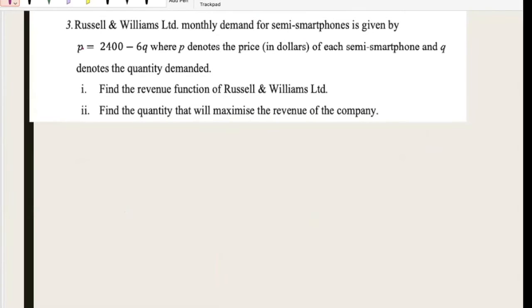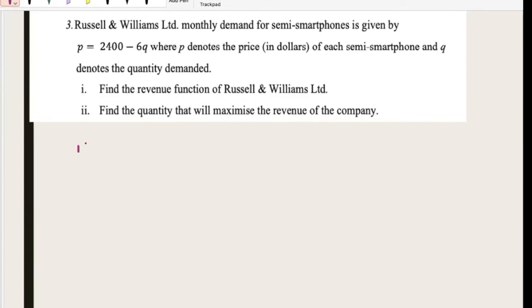Russell and Williams Limited's monthly demand for semi-smart phones is given by P equals 2,400 minus 6Q, where P denotes the price in dollars of each semi-smart phone and Q denotes the quantity demanded. Find the revenue function of Russell and Williams Limited.